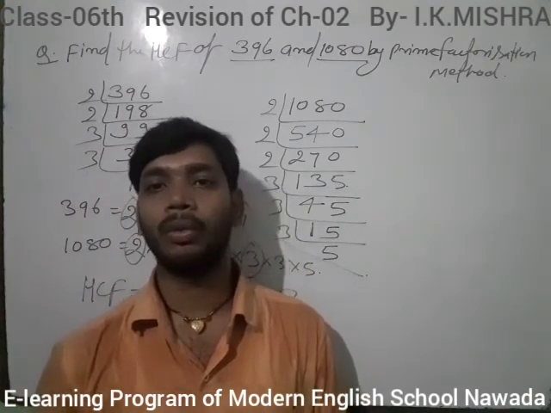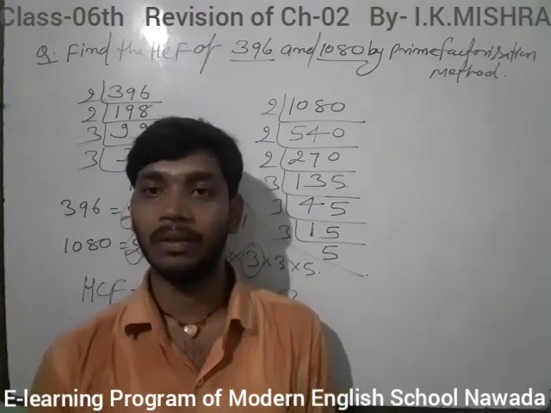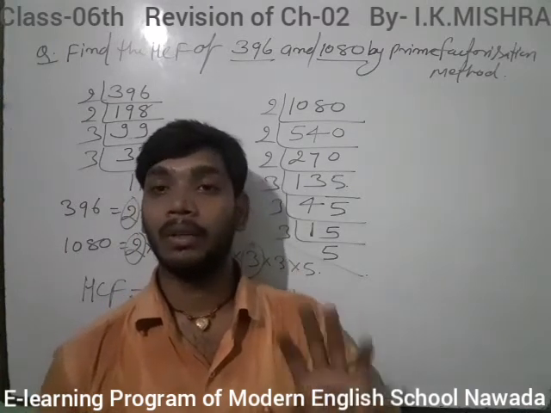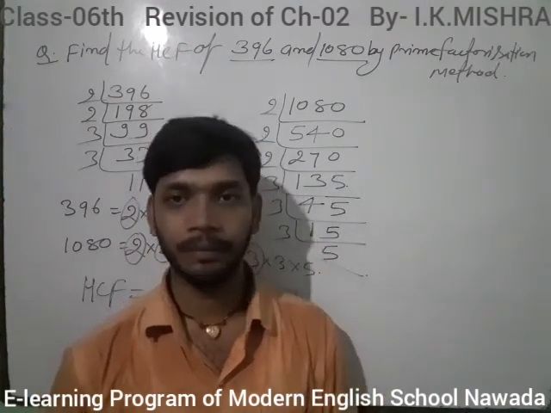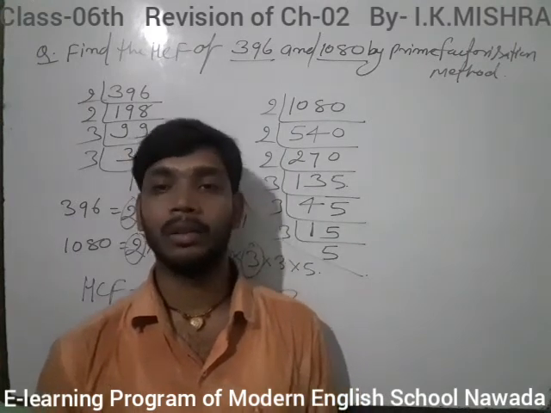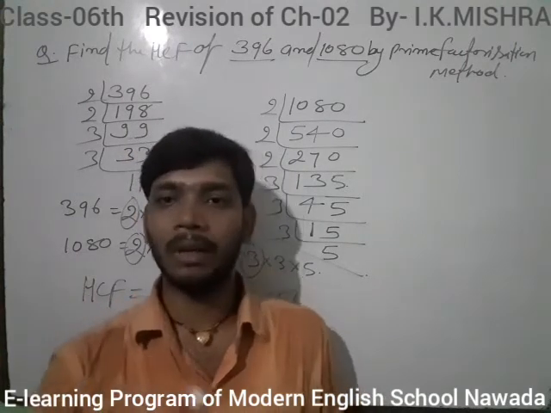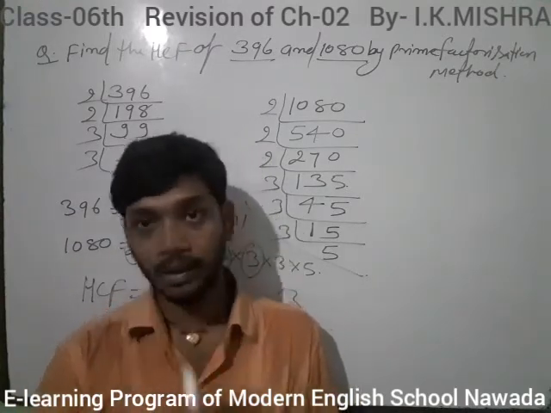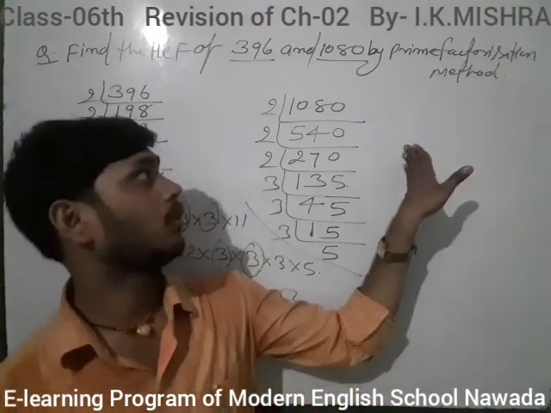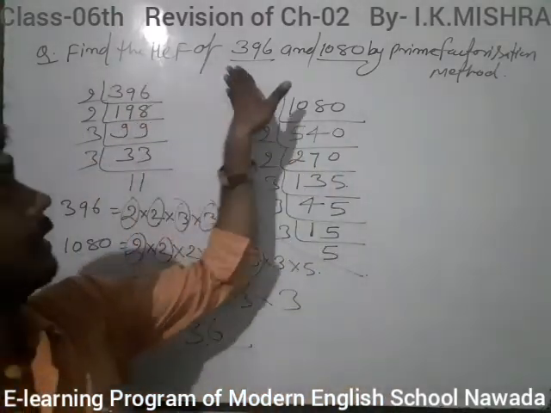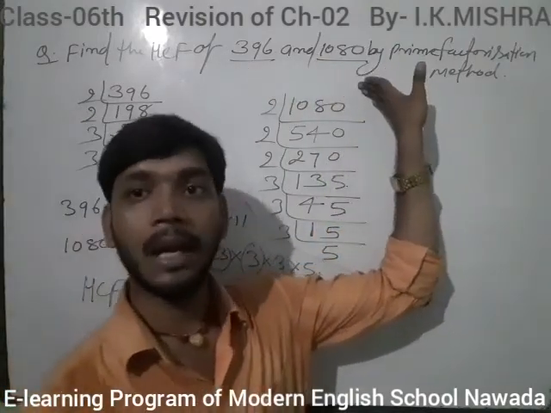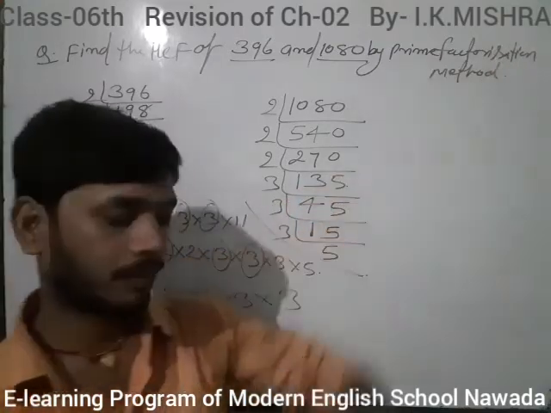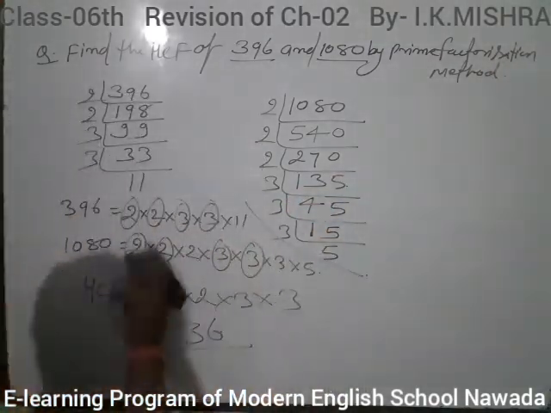Now proceed to know another method to find the HCF, and this is the division method. How will you find the HCF of two numbers by division method? By division method, first of all divide the larger number by the smaller number. Suppose you have to find the HCF of 396 and 1080, and it is written by prime factorization, but after that written by division method.